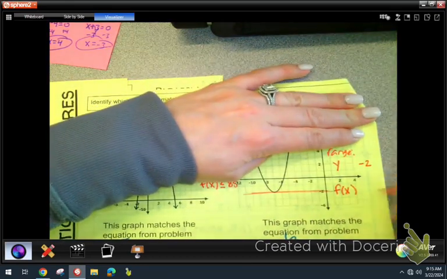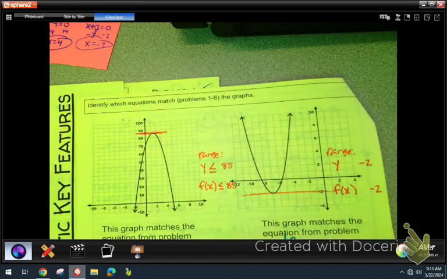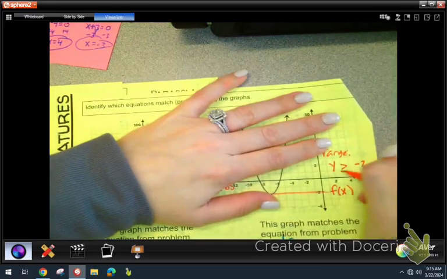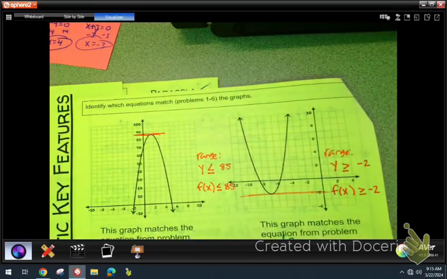-2. So leave a little space, put a -2. But this guy is going which way? Above. So what symbol do we use? Greater than or equal to. So since it's opening up, my y values are going above, greater than or equal to. So that's how you can do it that way.